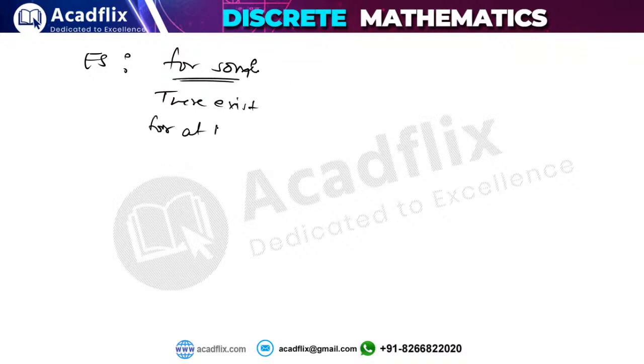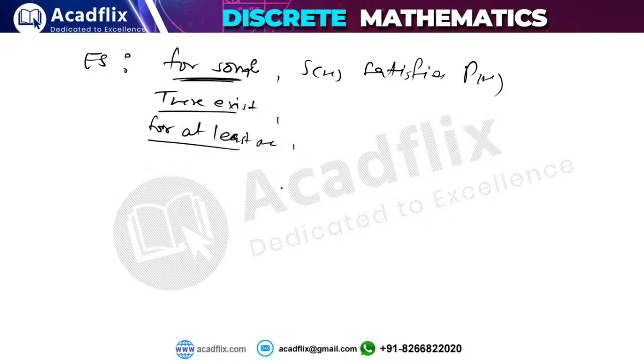Also, if your English statement is for some x, Sx satisfies Px, you already know that for some means there exists, or you can say for at least one. All these things are the same. How will you translate it? You will translate it like this: there exists x such that Sx and Px.